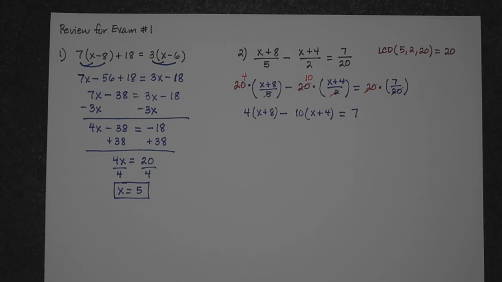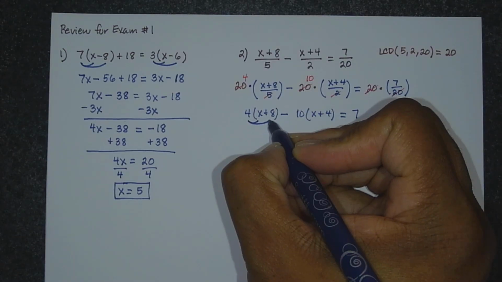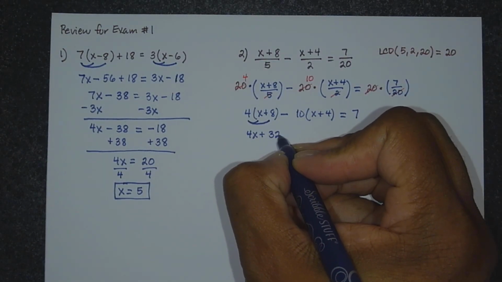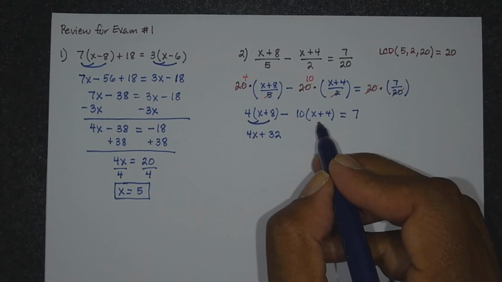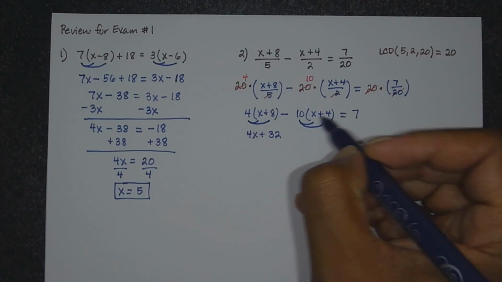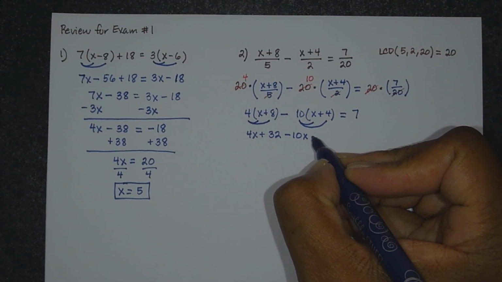So here I got 4 times the quantity x plus 8 minus 10 times the quantity x plus 4 is equal to 7. So here I can go ahead and remove the parentheses and combine like terms on the left side. So if I distribute the 4 over the x plus 8, what would I get? 4x plus 32. Now if I distribute the minus 10 over the x plus 4, I'll get what? Negative 10x minus 40.